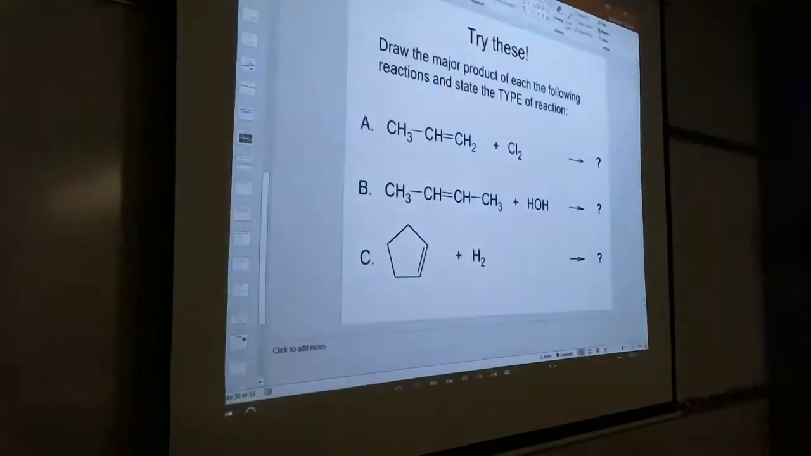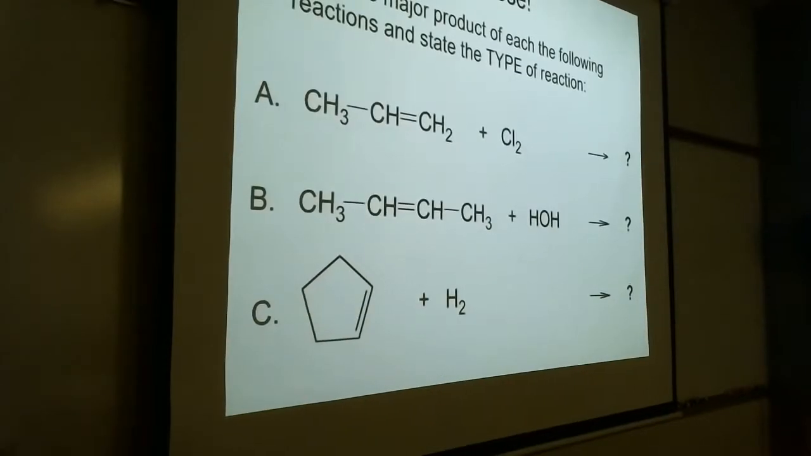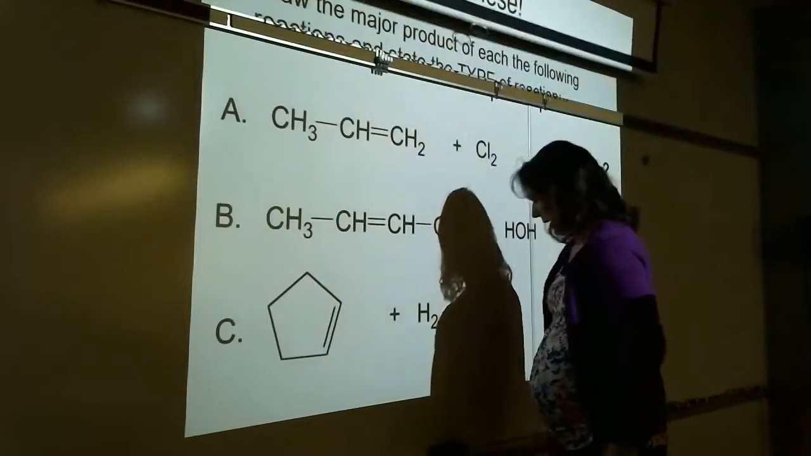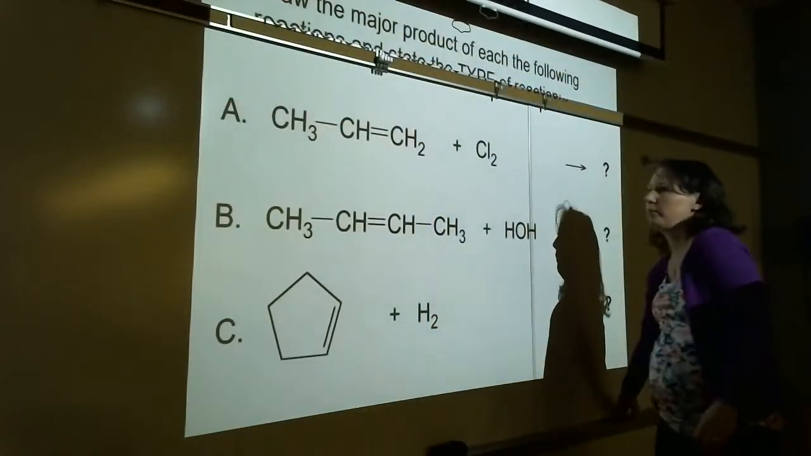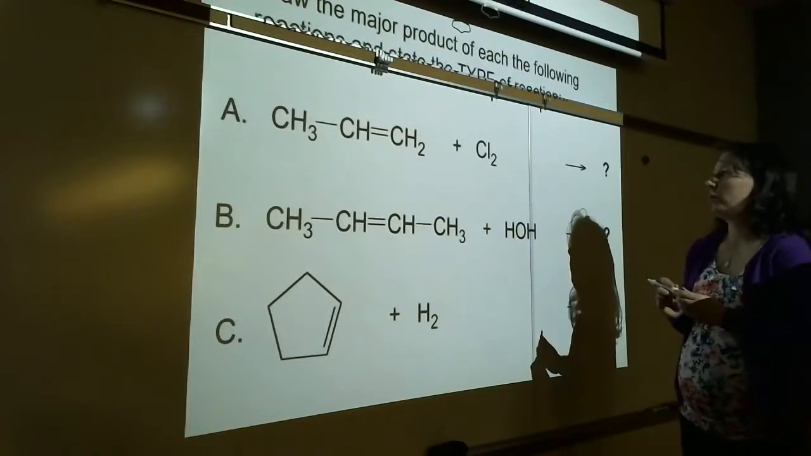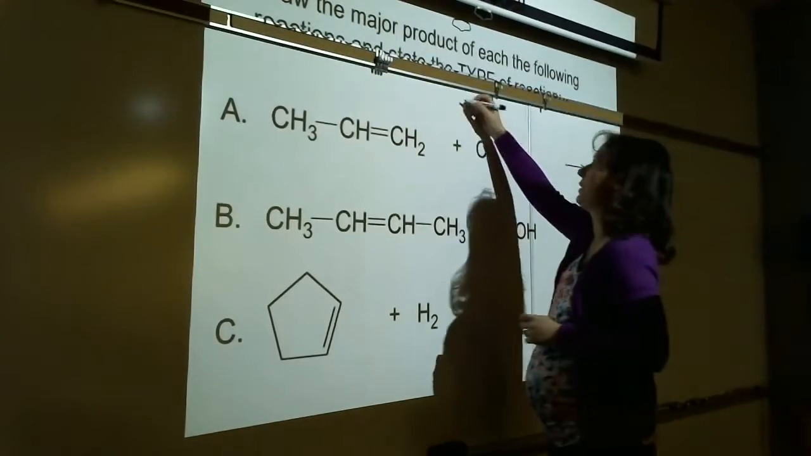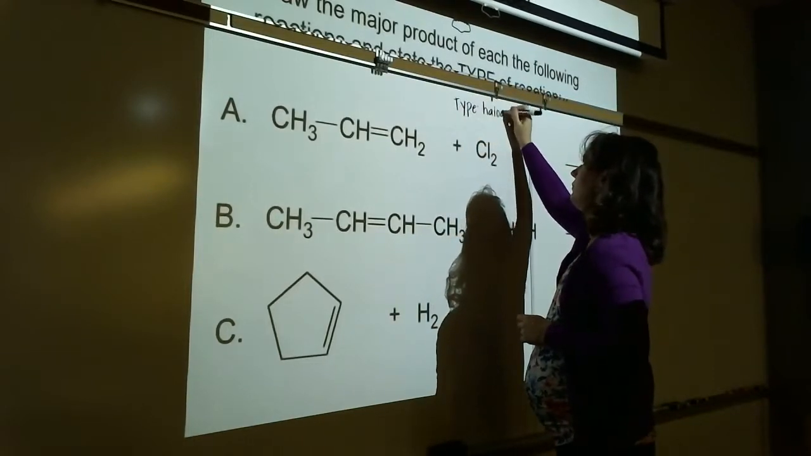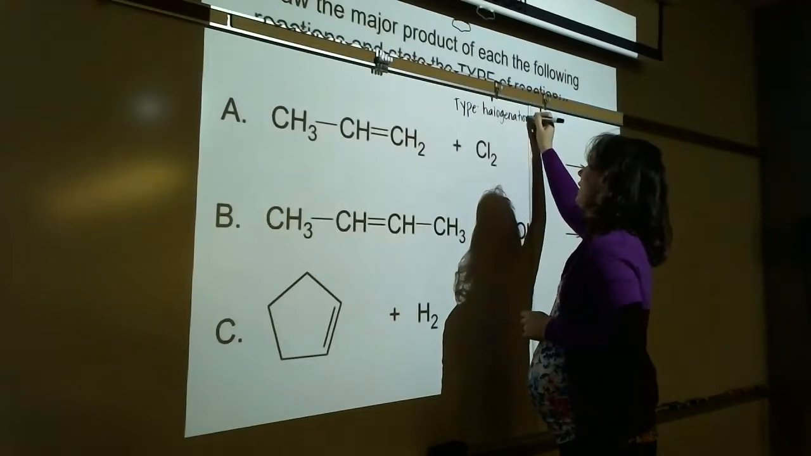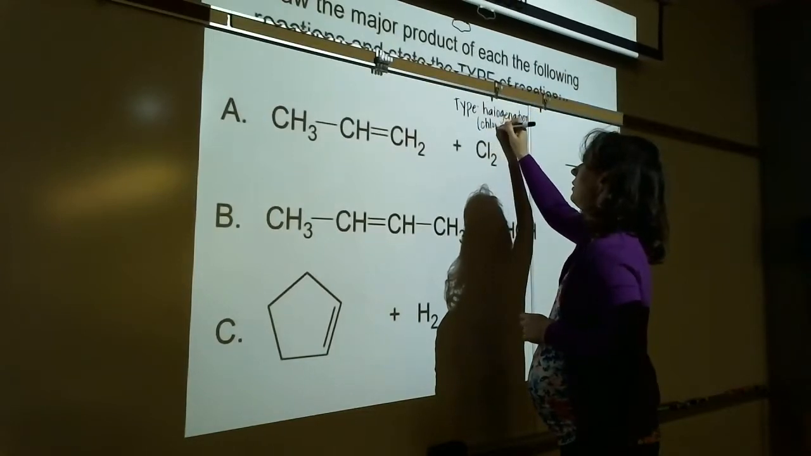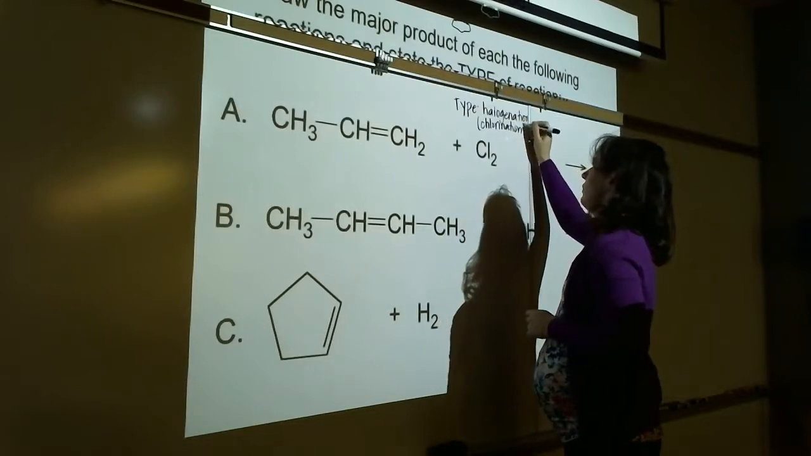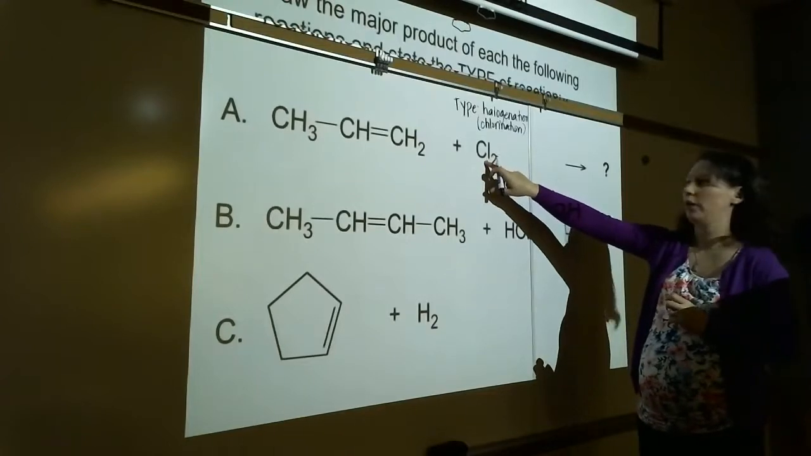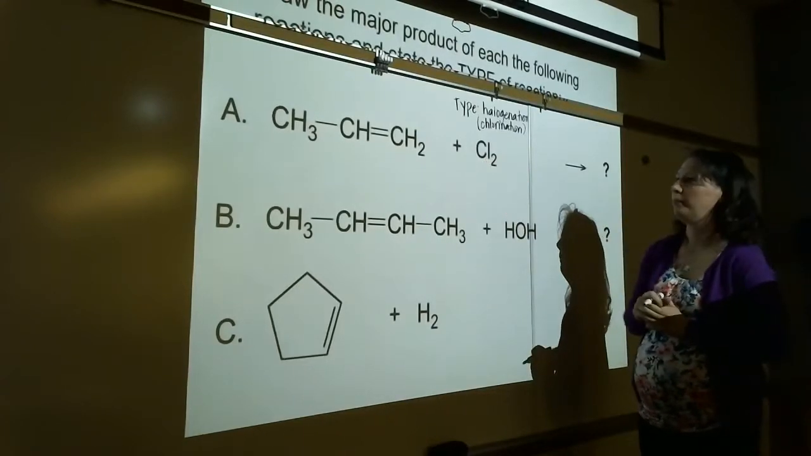All right, let's go over these and see what we got. Is there going to be a major product in option A? No, right? Because what type of reaction is this? Halogenation. I also would have accepted chlorination. Because chlorine is the halogen that you're using, okay? So if you called that chlorination, I would have accepted that as well.